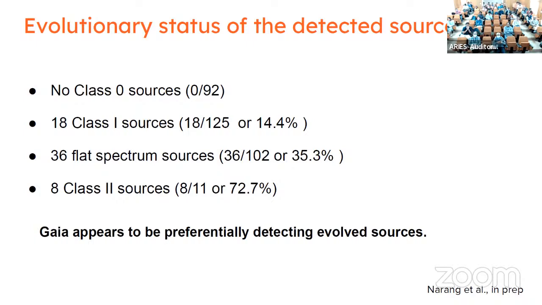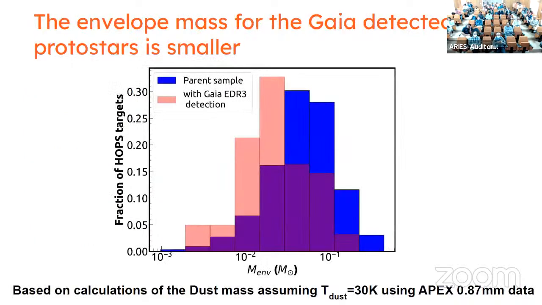So in the literature, there are two competing hypotheses as to why we should be able to detect protostars at optical wavelengths. It could either be that they have a small envelope, such that the envelope mass is tenuous and the line of sight extinction towards them is less. We check this hypothesis by computing the envelope mass of these protostars, and we find that the Gaia detected protostars have a smaller envelope mass than the parent sample.